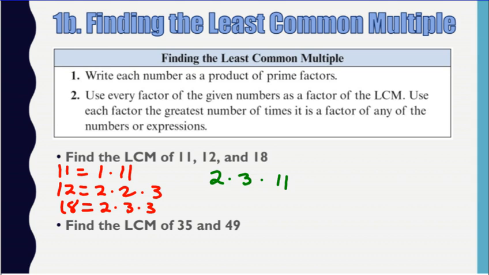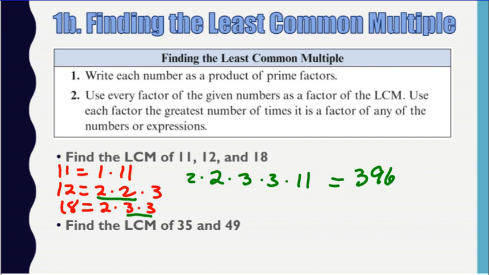So what's the most amount of 2's being used? Well, 12's got 2 of them, so I'm going to add another 2 here. And then the most number of 3's, I got 2 3's here for number 18. So I'm going to erase this one here. 2 3's, and then I got 1 11. So if I multiply all those numbers together, 2 times 2 is 4, 3 times 3 is 9, so 4 times 9 is 36. 36 times 11 would give us 396. So 396 is the smallest number that's in common with 11, 12, and 18.